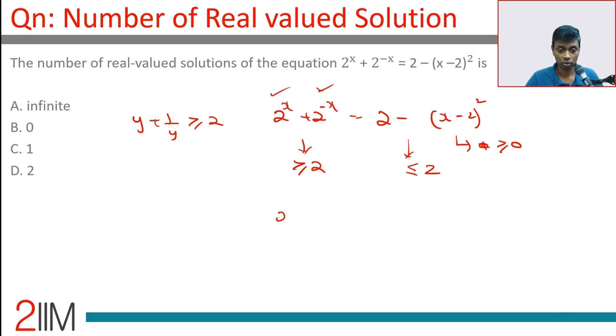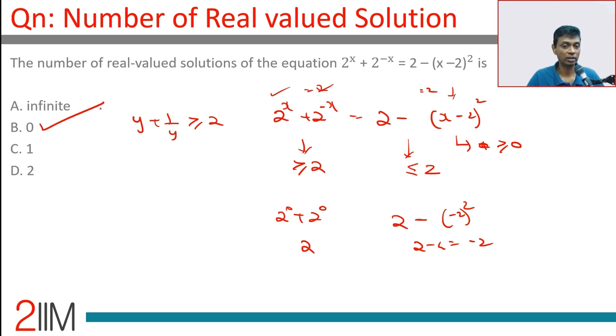2 power 0 plus 2 power minus 0. This is 2. But if you put x equal to 0 here, we get 2 minus 2 square, 2 minus 4 equal to minus 2. It doesn't work. This will go to 0 when x is 2. At that time, it is not 0. So there's no case where this is equal to 2 and this is equal to 2, or we'll have 0 real valued solutions to this.